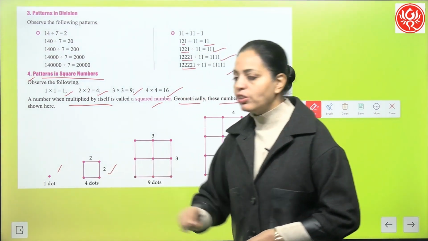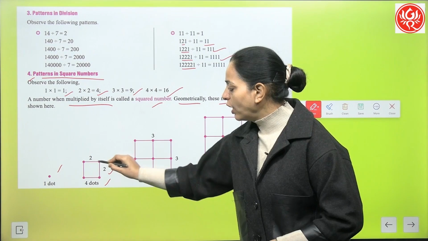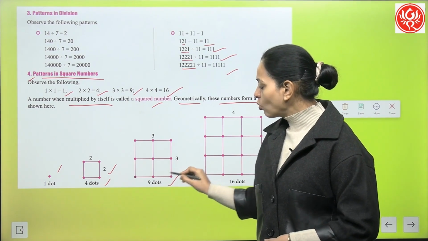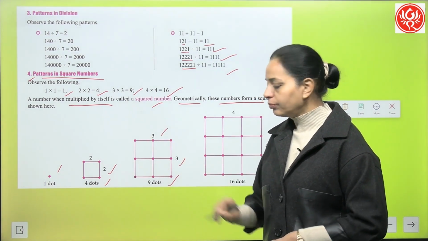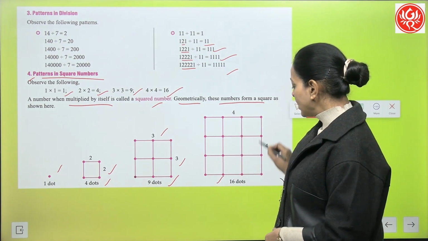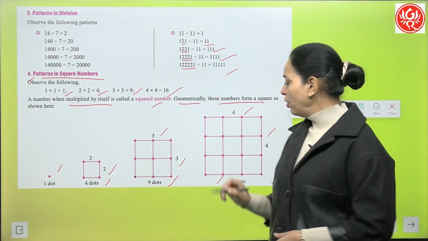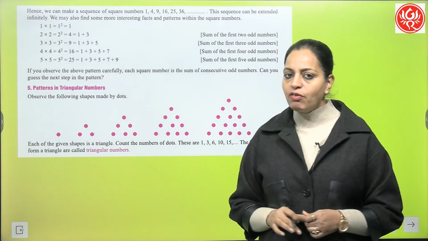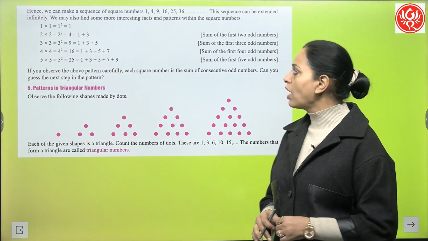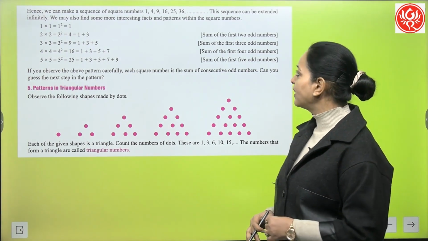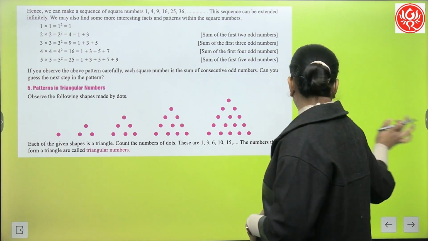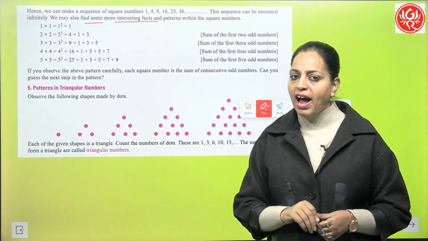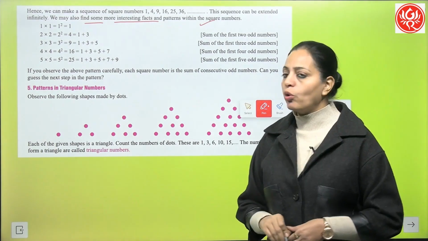Like 1, you know, 1 dot. Now 4 dots you can represent like this, a square, right? Then 9 dots, it is a square, 3 into 3. Then 16 dots, it is a square, 4 into 4, right? So now, hence we can make a sequence of square numbers 1, 4, 9, 16, 25, 36 like this. This sequence can be extended infinitely. We may also find some more interesting facts and patterns within the square numbers.